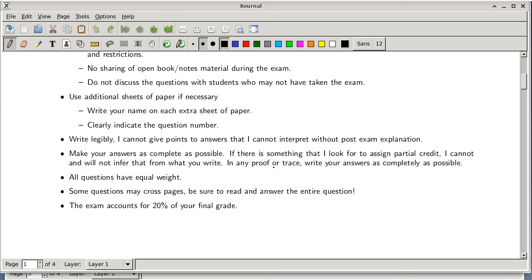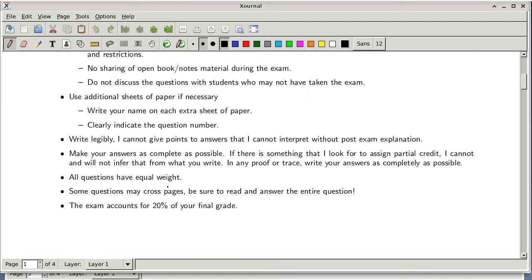So that means, show your work. Some of the questions will emphasize that you need to show your work and not just give me the final answer. Let's see what else. In any proof or trace, write your answers as completely as possible. In this class, we're not going to prove anything, but there will be questions that involve multiple steps. If you write down how you solve the problem and those steps, then you have just increased your chances of getting partial credit.